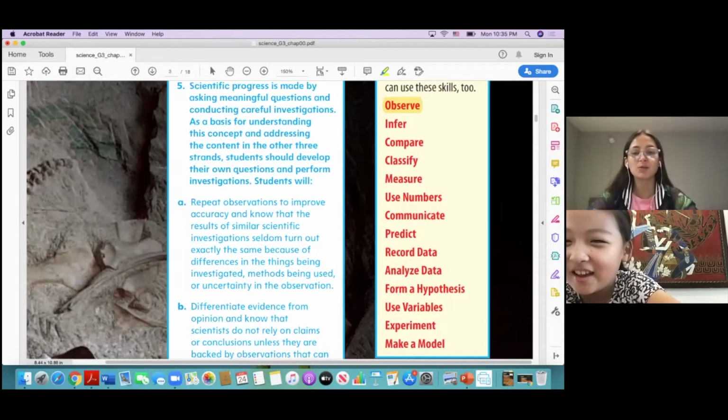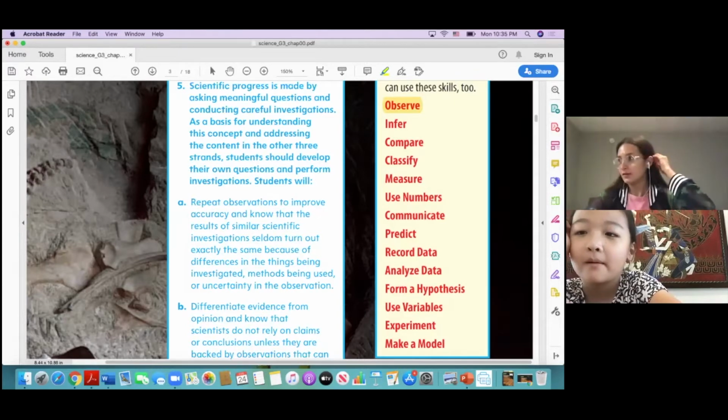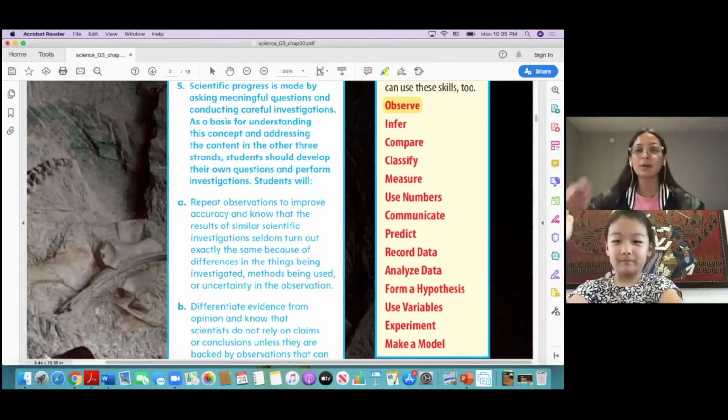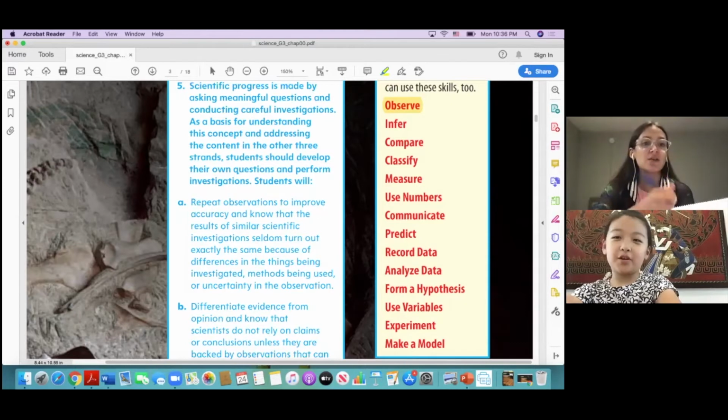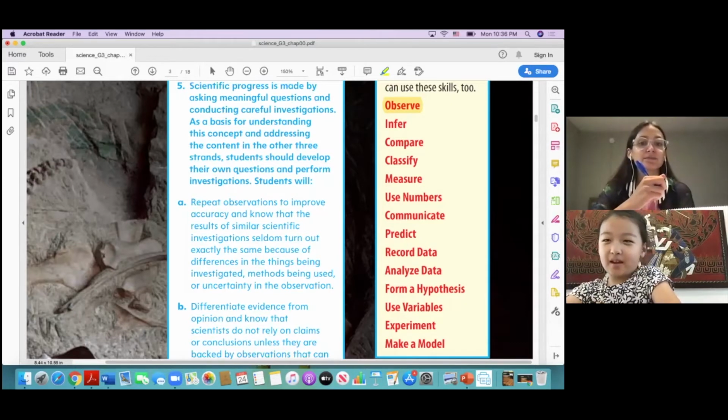So record data is, for example, if your question is how many people come to the supermarket in one day, you're going to stand outside of the supermarket and make tally marks of each person that walks in that day. So that is what record data means. But what is analyze data?